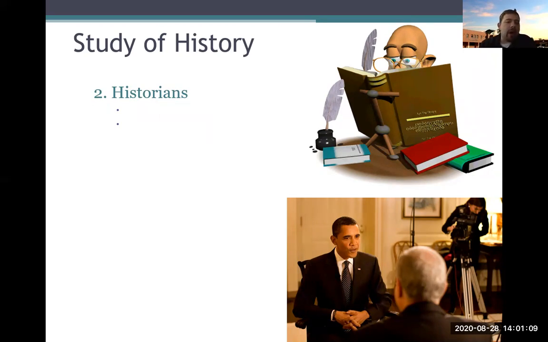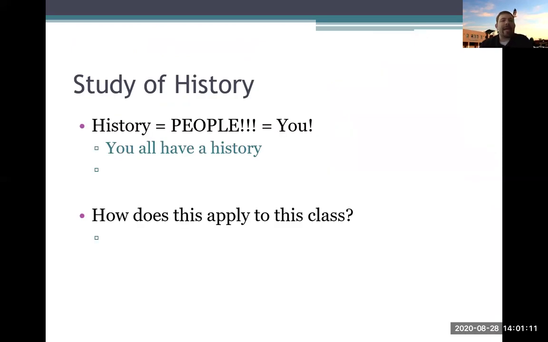So then, as we've already discussed in class a little bit, I like us to think of history as a study of people, not just old dead things that don't really seem that interesting, but we're just dealing with people here. And you're a person, and you even have a history. In the 14 or 15 years that you have been around, you've already developed a history.